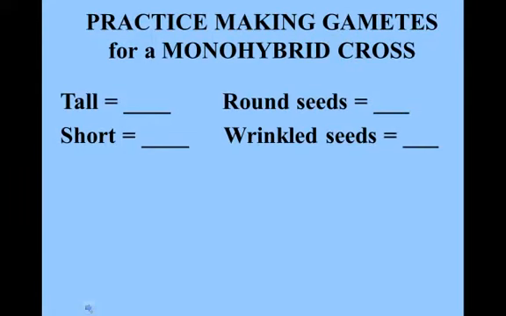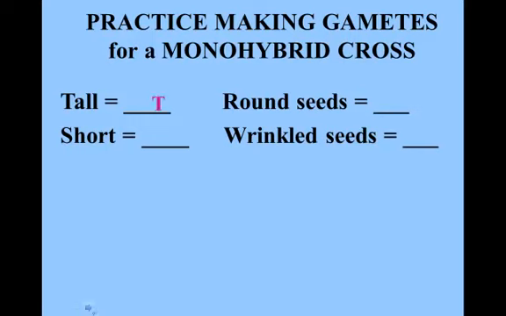Okay, let's practice making gametes, because the hardest part in setting up a Punnett is to figure out what the parent gametes are going to be. Once you have those, it's easy to put them in the boxes, easy to put the combinations together, and then all you've got to do is count. So let's practice a little bit.